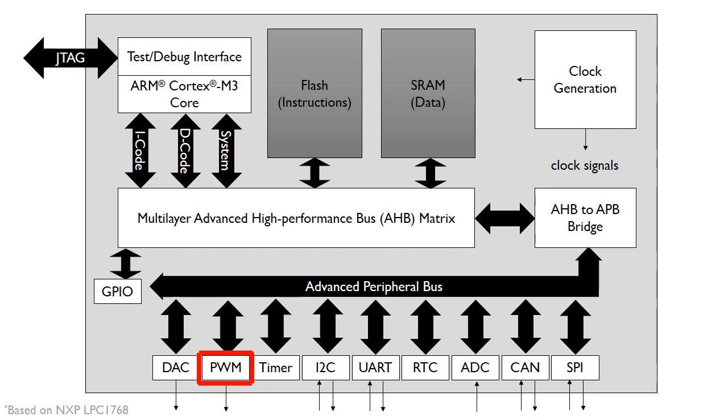So we'll look at this block diagram here. We can see again we've got the core, memory, and so on. The PWM peripheral is a separate circuit completely, and it's connected via this advanced peripheral bus, then through the AHB to APB bridge, through this AHB matrix. So that's what enables it to connect to the core. Inside this PWM peripheral are various registers which we use to configure the frequency and the duty cycle and so on.